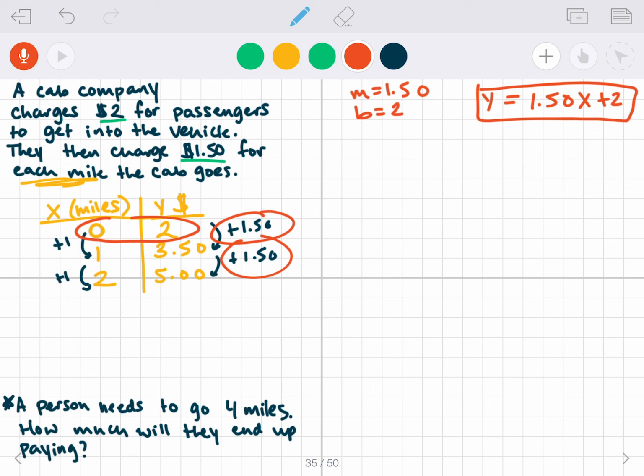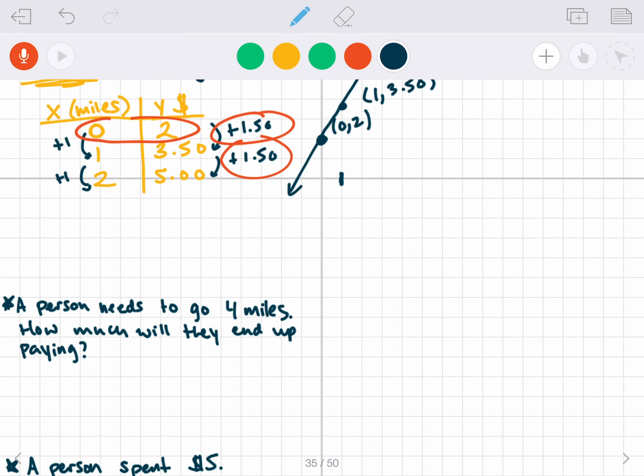And we could graph this if we wanted to. So we have some points here to graph this. So when x is 0, y is 2. So that would be our first point right there. When x is 1, y is 3.50. So when x is 1, y is 1, 2, 3, between 3 and 4, so maybe right here. And we just need 2 points to plot a line, so we can just draw our line through those points like that. And now that we have an equation, we can answer these questions down here.